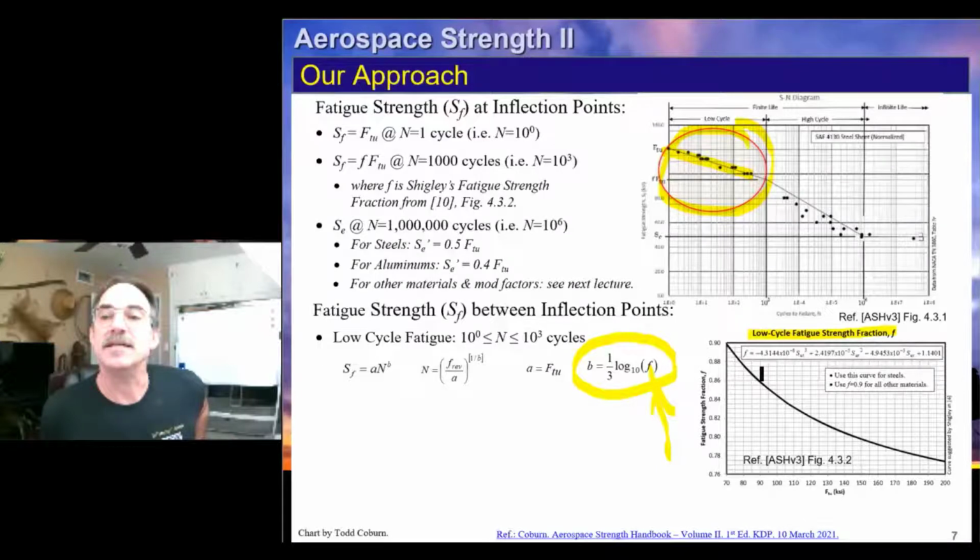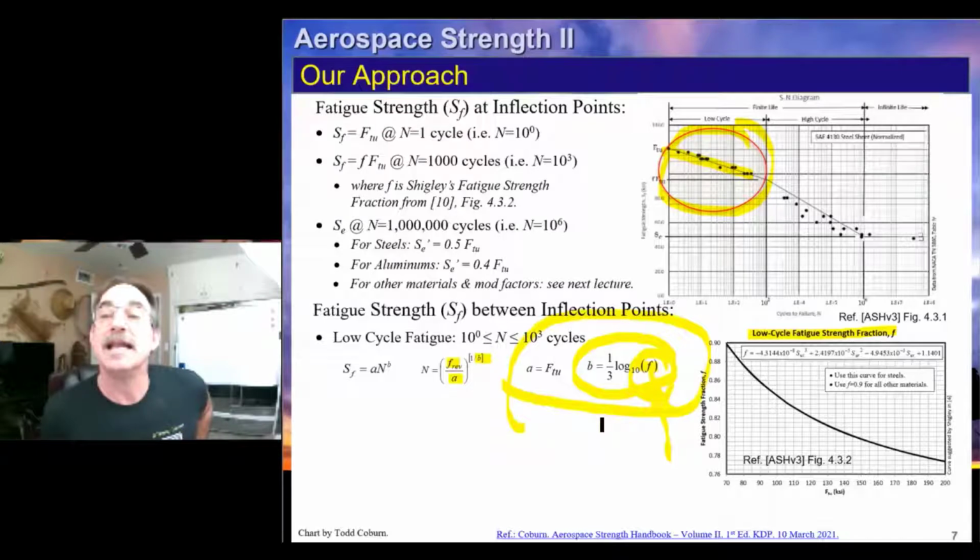Let me warn you guys. The next most common mistake that students make is they plug in a stress level for this because it looks like the stress, but it ain't. Okay? This here, that's our fully reversed stress. This here, that's our stress fraction. These are the coefficients, and for low cycle fatigue, it's this.